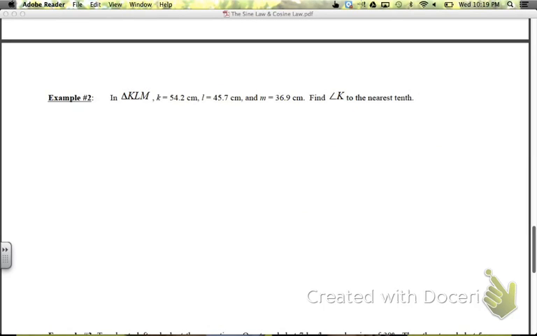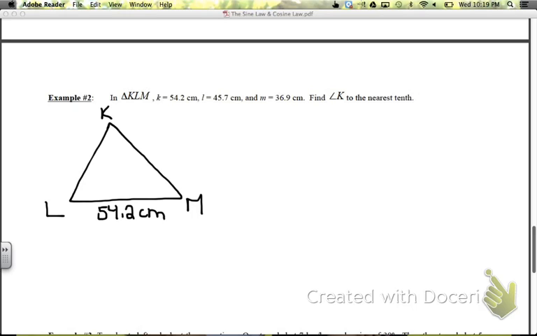So our next example, it tells us that we have triangle KLM. So let's first draw out a triangle. It may not be to scale, but that's okay as long as you label it. So we have KLM. It tells us that side K is 54.2 centimeters. So we know that this side here is 54.2 centimeters. Side L is 45.7 centimeters. And side M is 36.9 centimeters. And what we're trying to solve for is angle K.